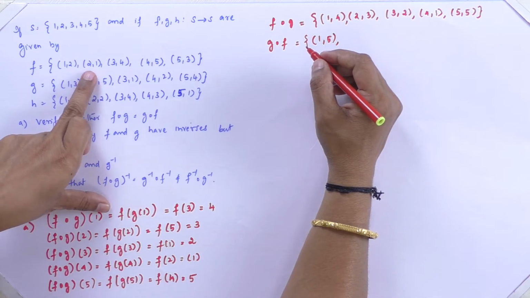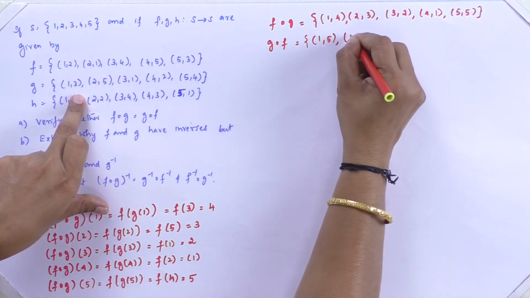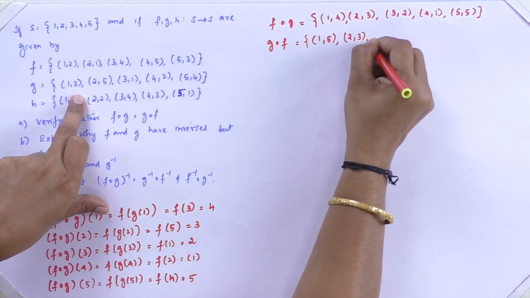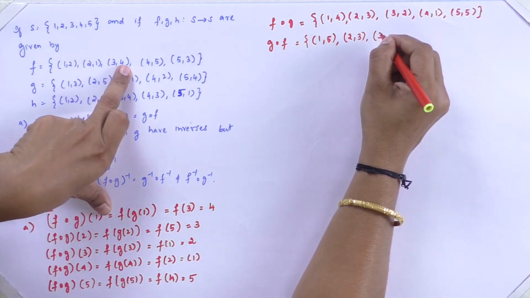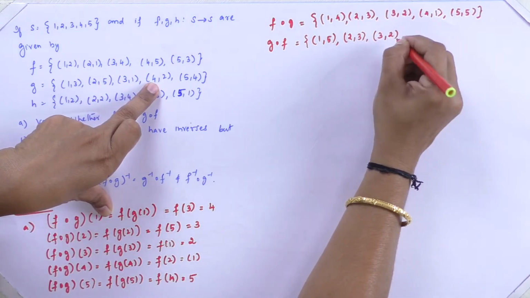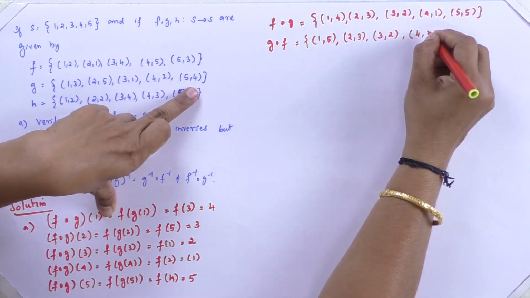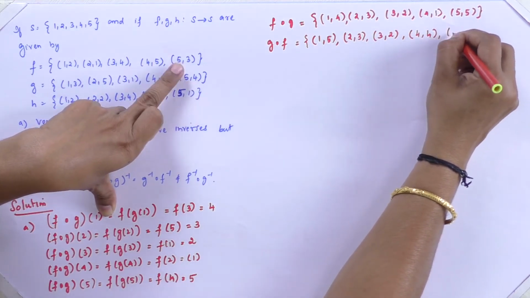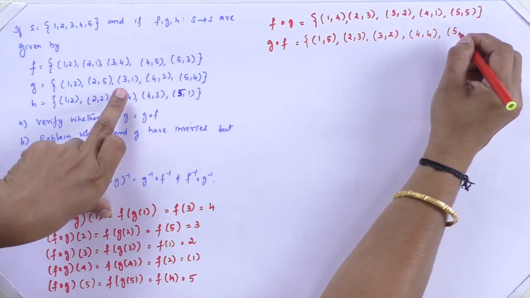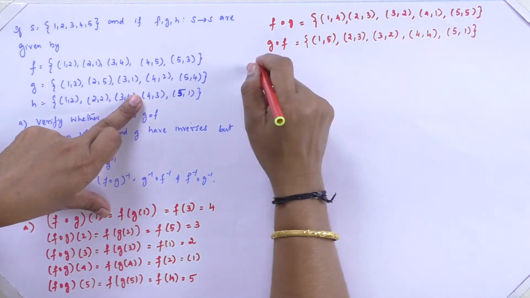Again for 2, 2 is mapped onto 1, 1 is mapped onto 3, so it is 2, 3. And 3, how is it mapped? 4, and 4 is mapped onto 2, so therefore 3, 2. And 4 is mapped onto 5, 5 is mapped onto 4. So 5, how is it mapped? It is mapped onto 3, and 3 is mapped onto 1. So this is how we will find it.